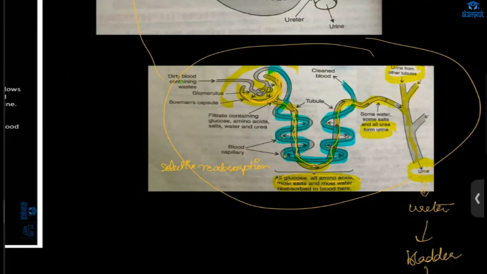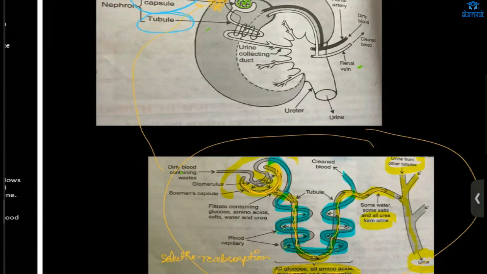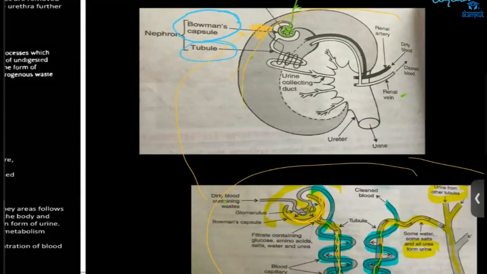So there are millions of these present in the kidney. This is our kidney, and this is the nephron.